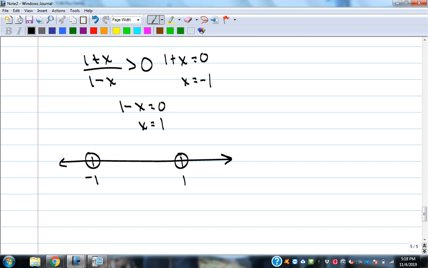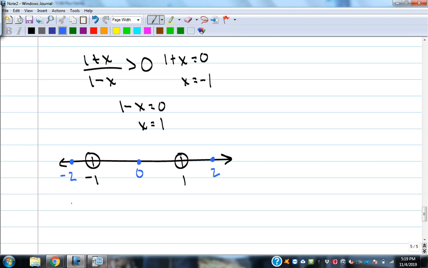So that's why we're picking those two numbers. Where's the denominator equal to 0? Where's the numerator equal to 0? Those are the things you've got to find when you're doing a rational inequality. Now we need to check these areas. So we need to pick a number that's to the left of -1, a number that's between -1 and +1, and then a number to the right of 1. Make it easier on yourself and pick some easy numbers: -2, 0, and 2. Plug those into the inequality to see if it's true or false.